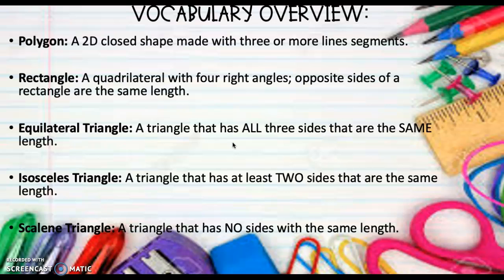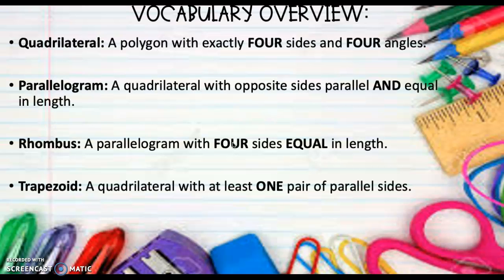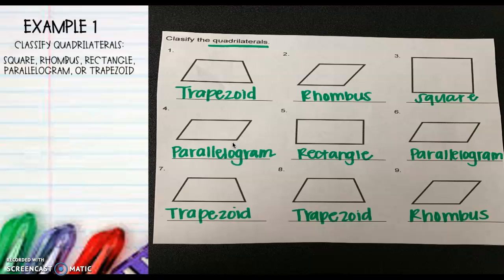Remember yesterday we went over polygon, rectangle, equilateral triangle, isosceles triangle, and scalene triangle. We also covered acute triangle, right triangle, and obtuse triangle. And then you also went over what a quadrilateral, a parallelogram, a rhombus, and a trapezoid is. And then here I have the examples for you, what you can look at to make sure that you're understanding everything. So I'll pause it here so you can see that.